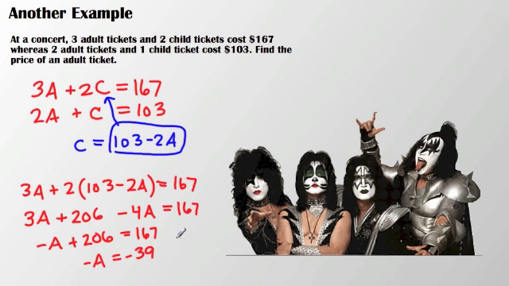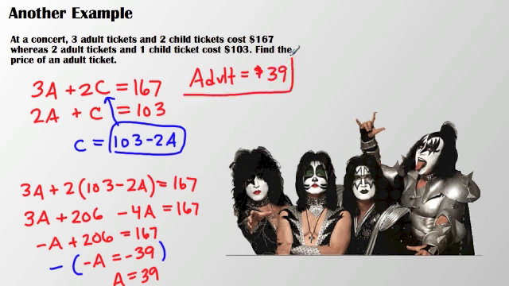Alright, well I can't really have a negative a since I'm dealing with an adult here, so I'm going to go ahead and multiply everything by a negative, and that's going to get me a equals 39. So an adult ticket equals $39. Alright, those were pretty straightforward.